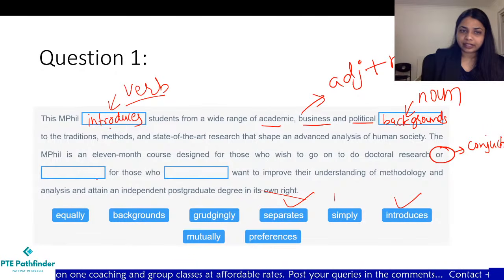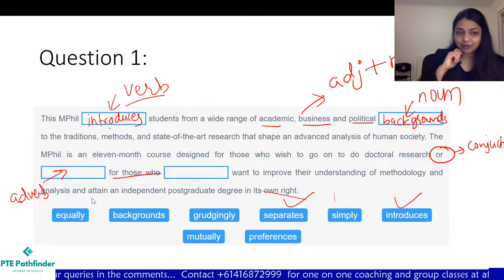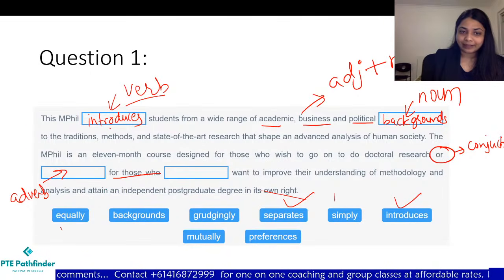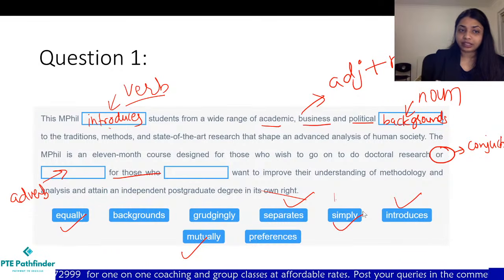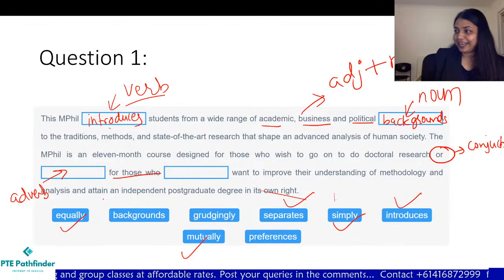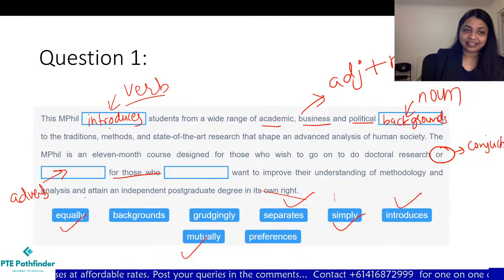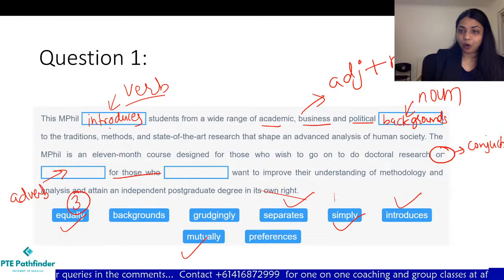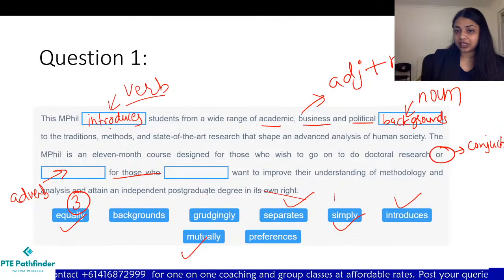And if you look at the blank here, dash for those. So this blank particularly needs an adverb in it. And if you look at the answer options, we have the word equally and mutually and simply. These three are the adverbs. And if you look at the meaning of the sentence, yes, the correct answer in here would be equally. So this is your third answer. So, or equally for those who dash want to improve their understanding.